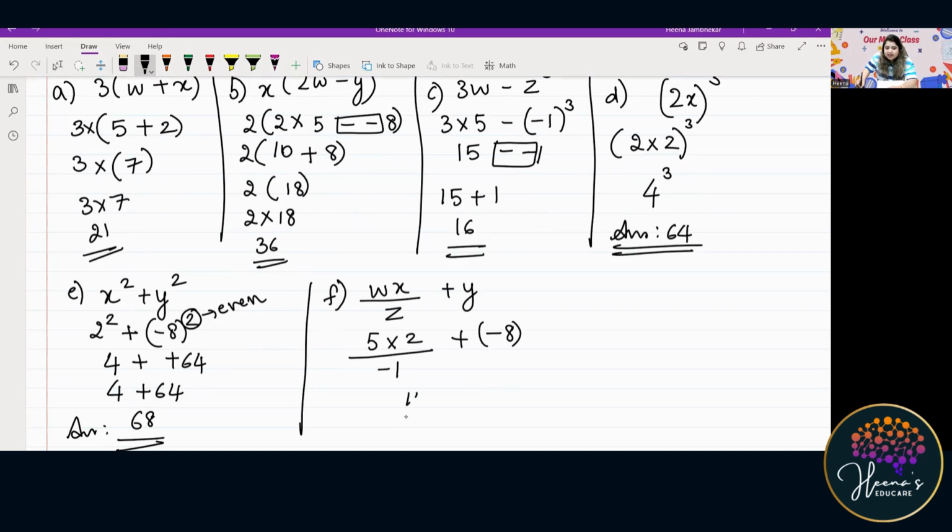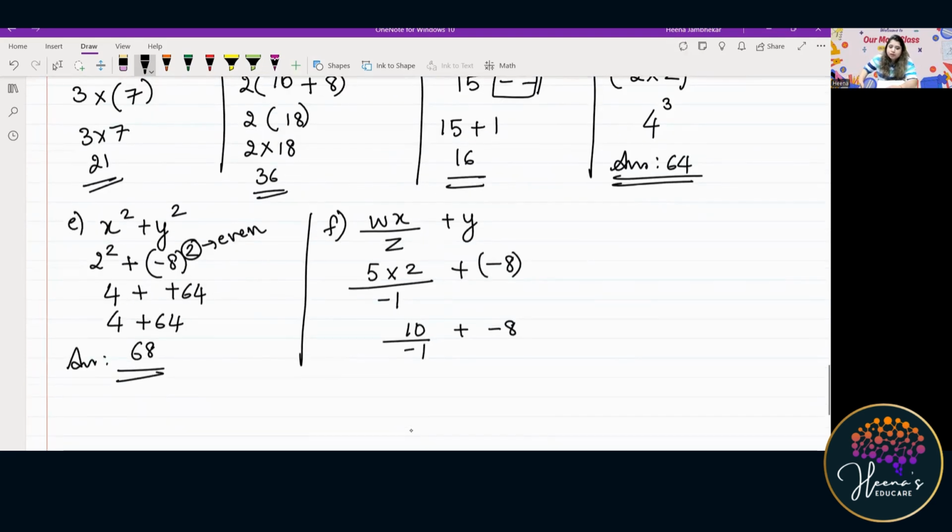5 twos is 10. 10 upon minus 1 plus minus 8. Now, if you see this, there's a positive 10 upon a negative 1. So 10 divided by 1 gives you a 10. Okay. Now, plus and minus. Plus divided by minus. Remember, same signs you add, different signs you will actually put this minus sign. So it's going to be a minus 10.